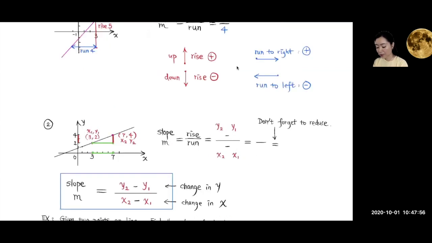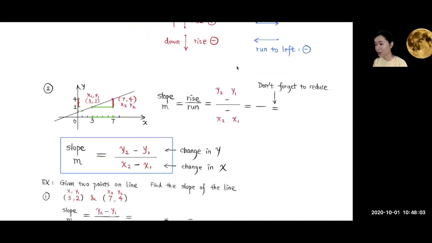Okay. Example 2. In this example, we're given the coordinates for these 2 points. So let's measure the slope for this straight line right here. From this point to this point, how many units do you go up? Well, the y coordinate for this point is 2. The y coordinate for this point is 4. If you go up from this point to this point, you go up from 2 to 4. So the rise from this point to this point is going to be 4 subtracting 2, y2 minus y1. Now, what about the run? From this point to this point, you run to the right side, so it should be positive run.